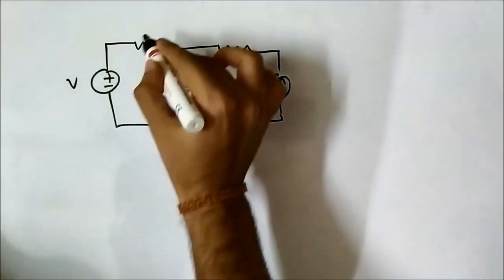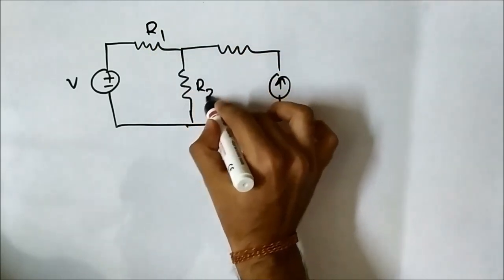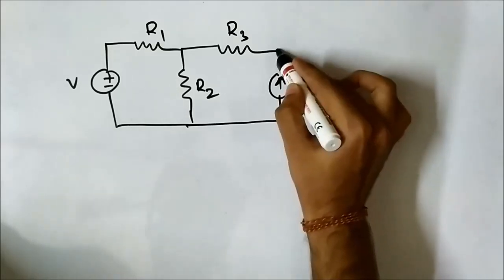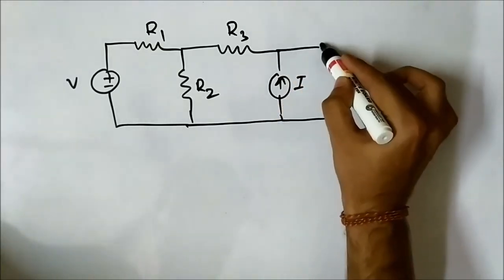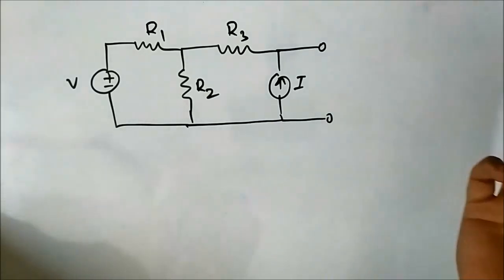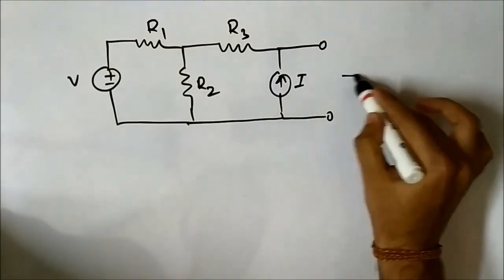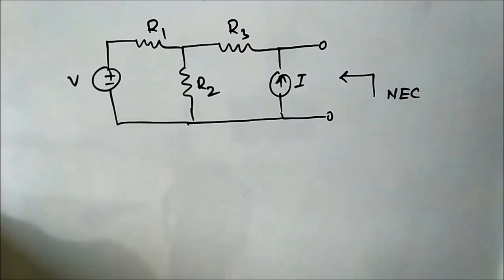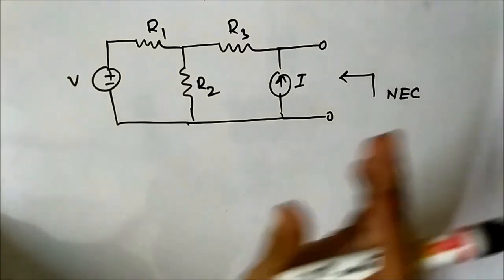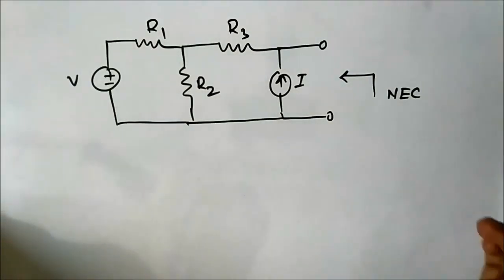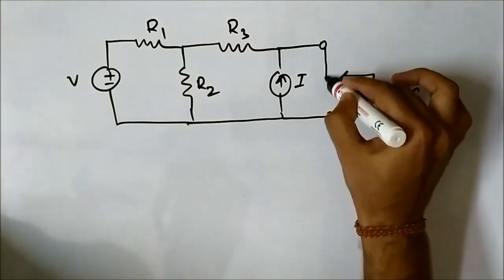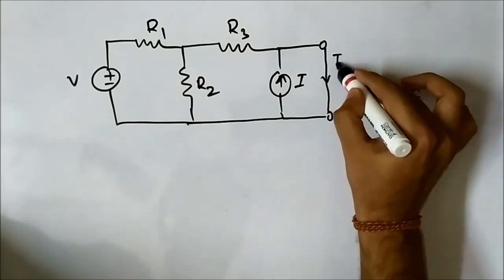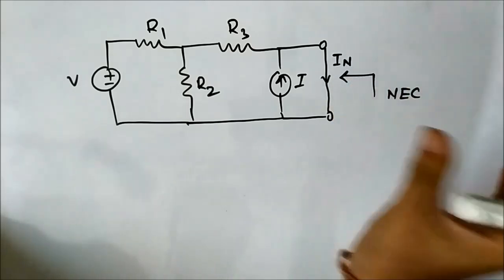Okay, voltage, 3 resistors, let's say, or any circuit involving any number of voltage sources, current sources, and resistors. If we want to determine the Norton equivalent circuit, what we have to do first, in order to determine the Norton current, is short it first, then find this current, which is the Norton current.